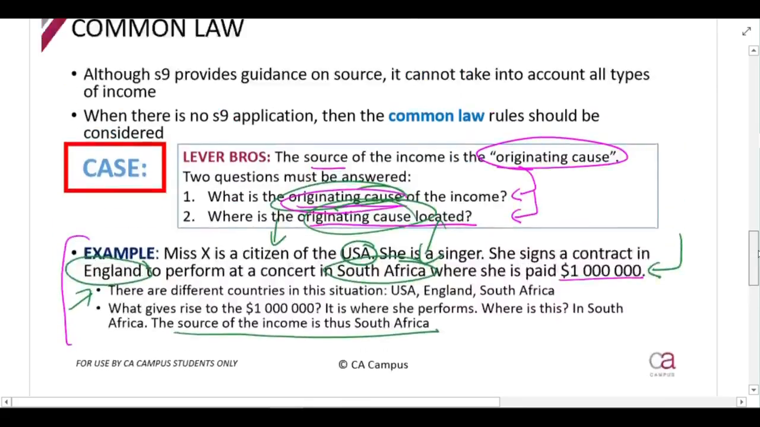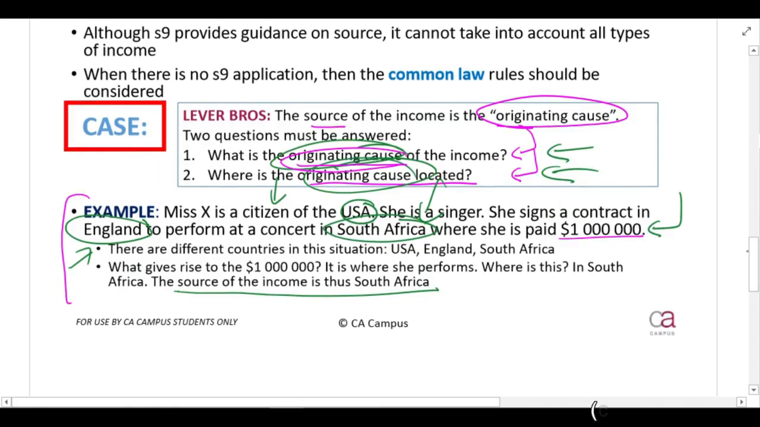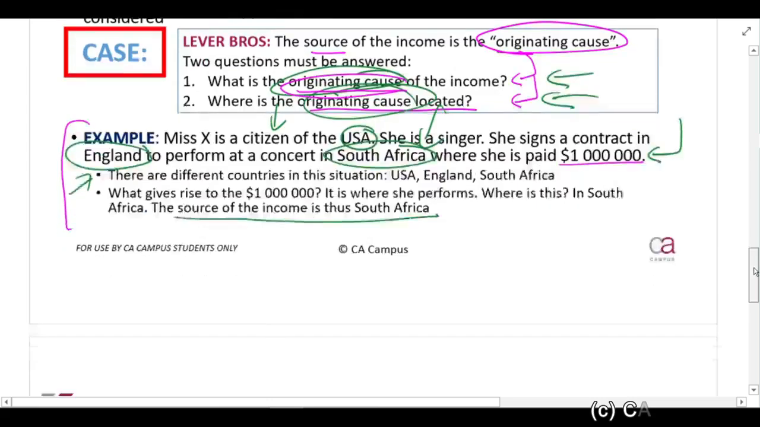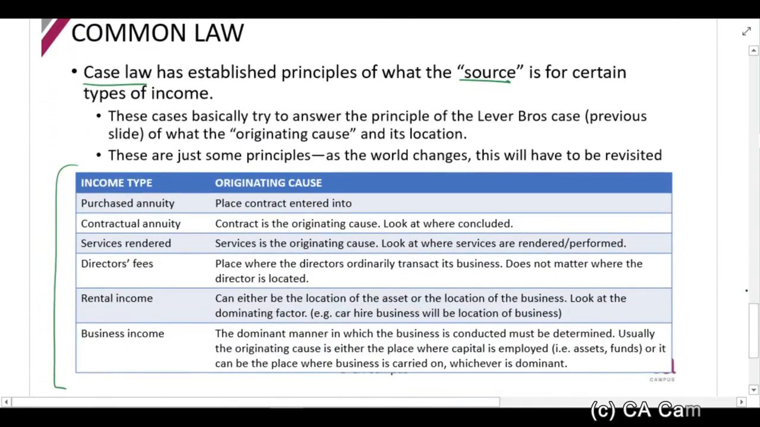If you bring this up and you argue what the originating cause is and where it's located, that should give you your marks. Now, I also will just say this is not very commonly seen at a CTA level that we discussed this. Okay, so here's a couple of examples.